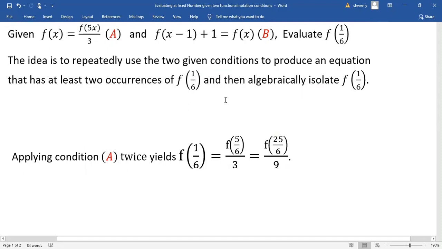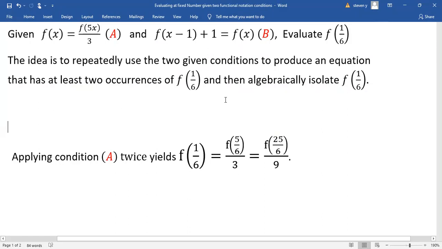But in any event, it turns out there's enough information given to evaluate it at particular numbers. Maybe every number, I don't know, I'm still exploring this. But anyway, the goal of this problem, given these two initial conditions, A and B, is to evaluate the function at 1/6. I had to spend 2 or 3 hours on this to figure it out, but you repeatedly use these two conditions, so you'll get at least 2 occurrences of f at 1/6. All right, and then from that point, you can just solve for it.